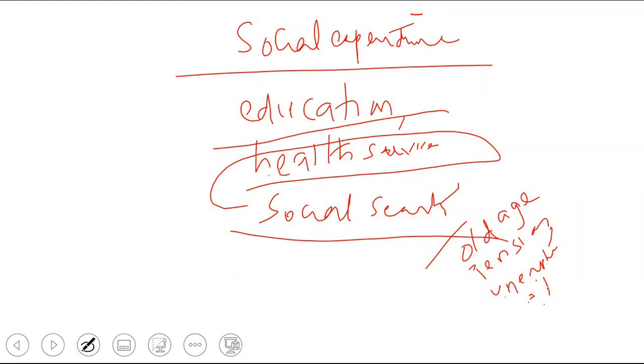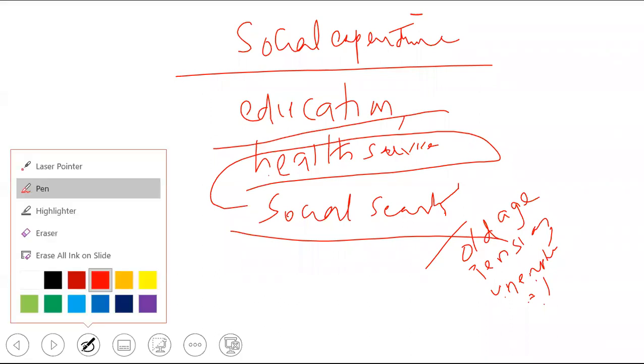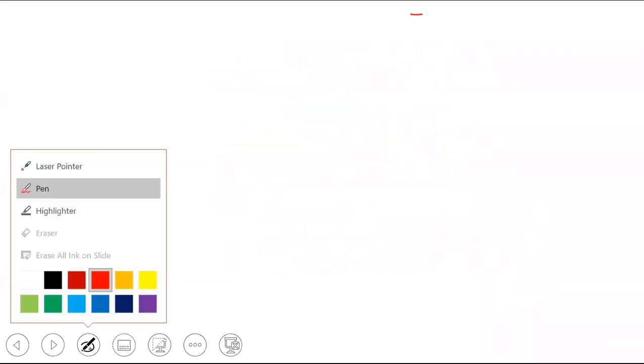Okay. So these are all very, very easy, but about the classification of public expenditure. Now comes the important one.